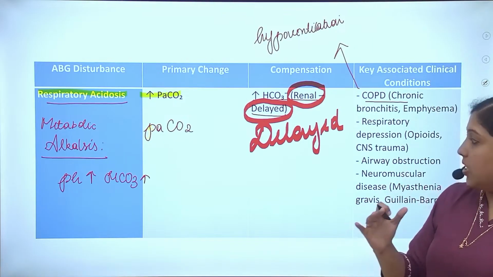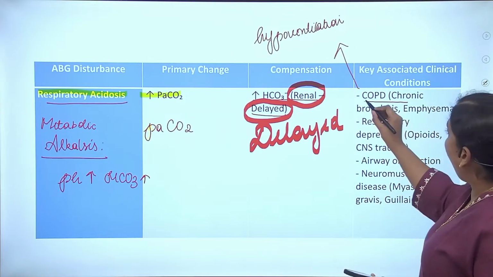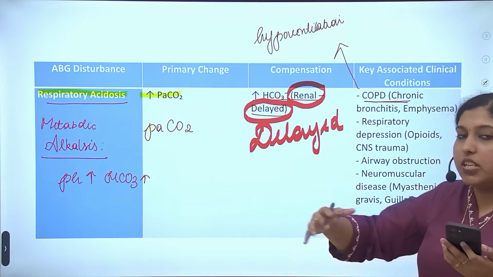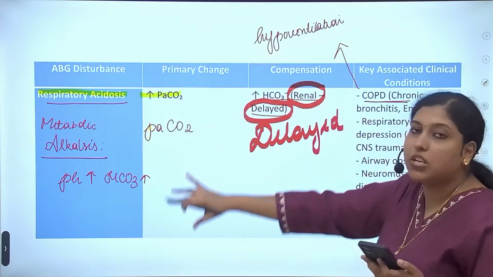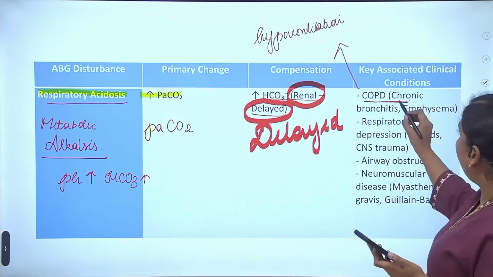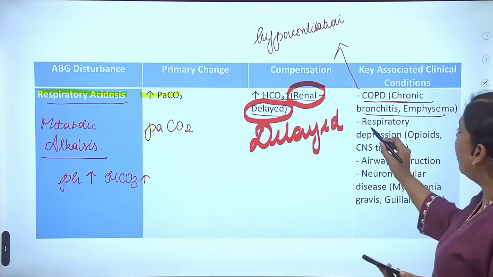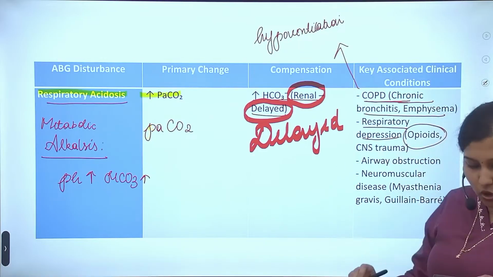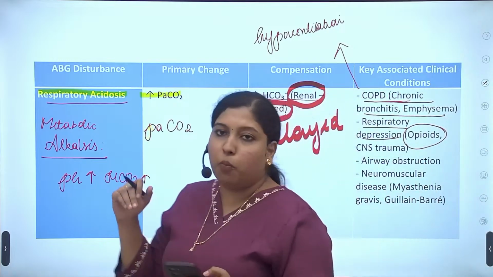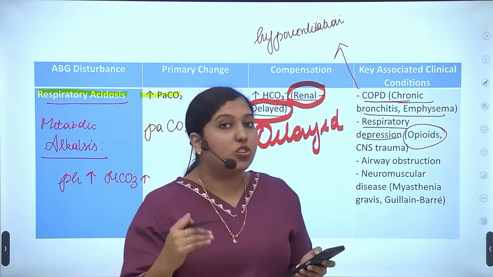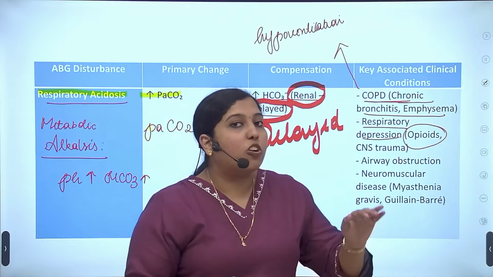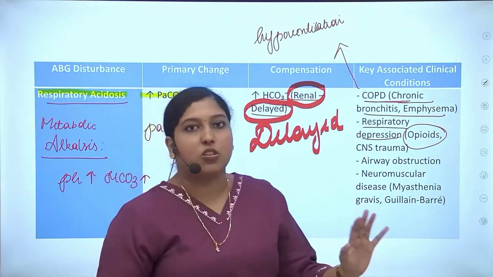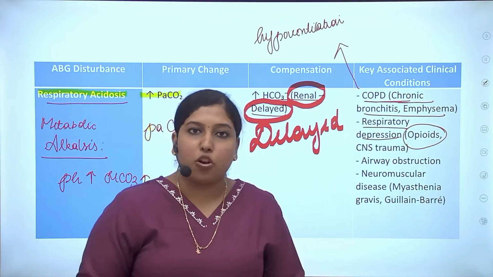So, as you all know, COPD patients and all respiratory-related condition patients will be having hypoventilation. Remember, chronic bronchitis and emphysema, and respiratory depression in case of opioid poisoning, like opioid toxicity. Whenever morphine and such drugs reach toxicity level, the patient will go for hypoventilation. In that case also, the patient will be going for respiratory acidosis only. This is very important to be remembered.